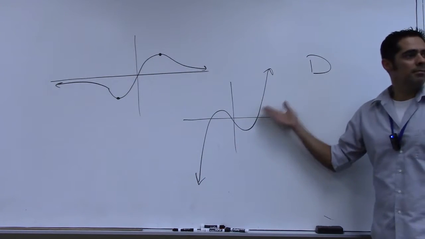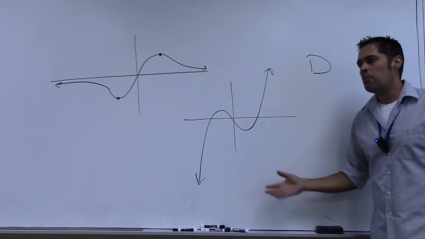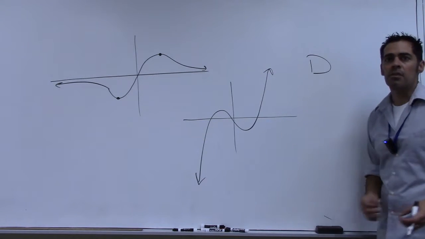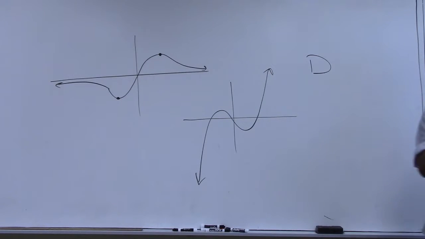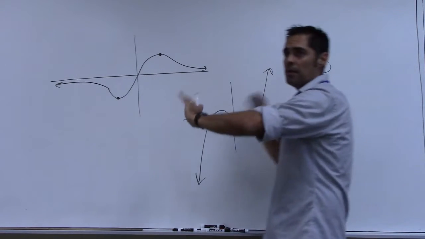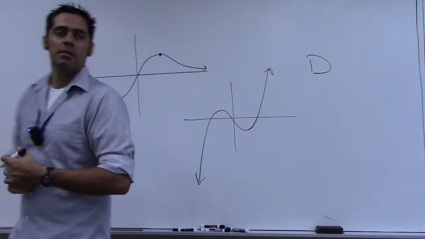Does it have an absolute minimum? No. So there's no lowest point on the entire graph. There's no highest point. So it's never guaranteed when your interval is opened up like this. It's never guaranteed that you have to have it.